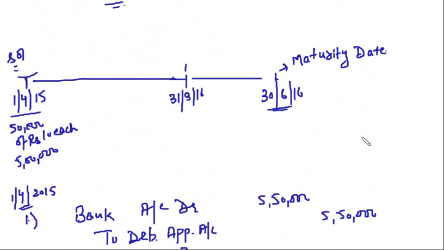So we have done this period. Here we created DRR and we paid interest, right? These two things we have done in this period. Now see, your maturity date is 30th of June 2016. Now if you have the maturity in this period, you have to create DRI.